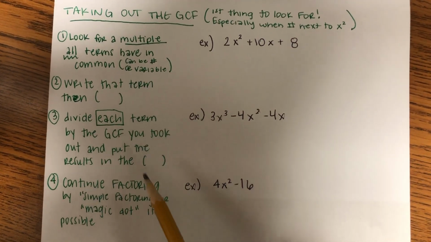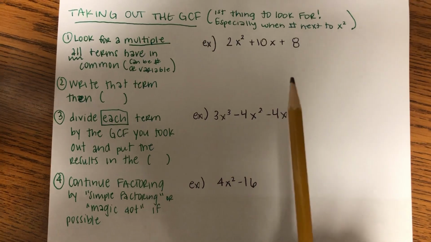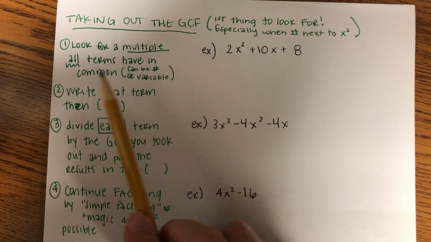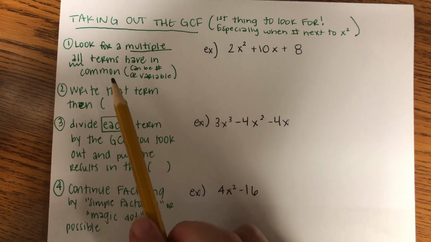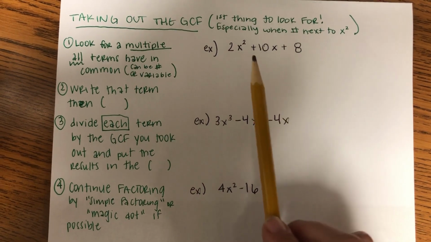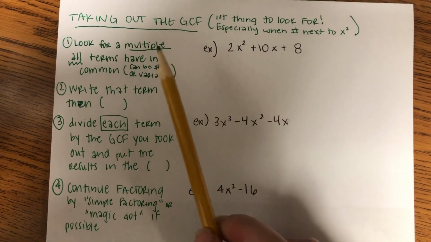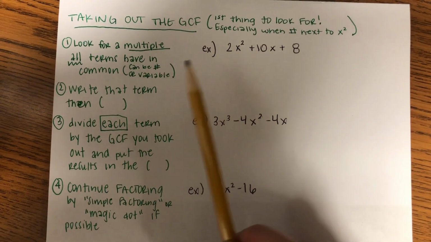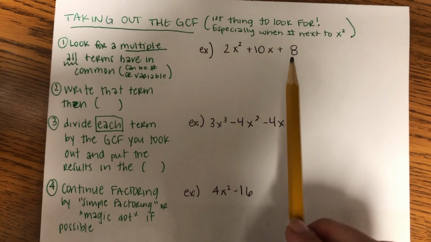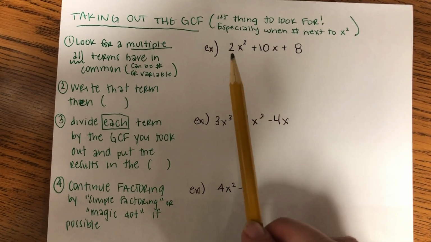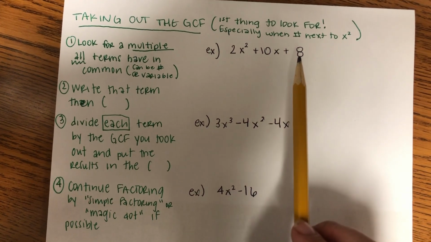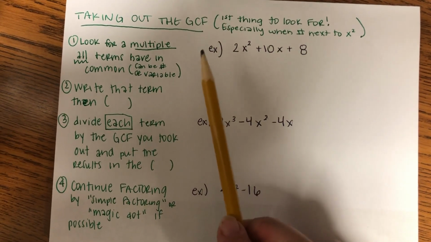So here are the steps to take out a GCF and how to do it, and we're going to do these through the examples. So step 1 says look for a multiple that all terms have in common. So in this case I have 1, 2, 3 terms. I know they're terms because they're separated by plus and minuses. So I want to look for a multiple all of them have in common. So is there a number that I can divide each of these even by that is the same? And indeed there is. 2x squared can be divided by 2, 10x can be divided by 2, and 8 can be divided by 2. So 2 is, in fact, my GCF.